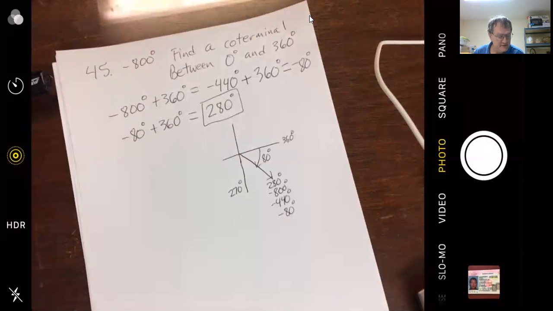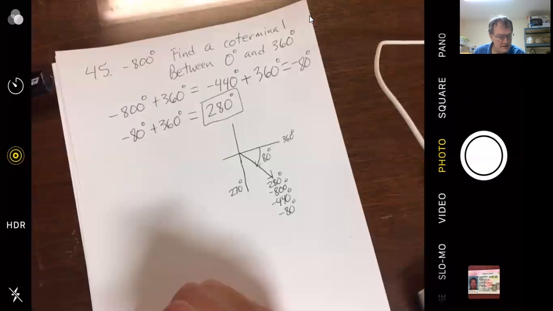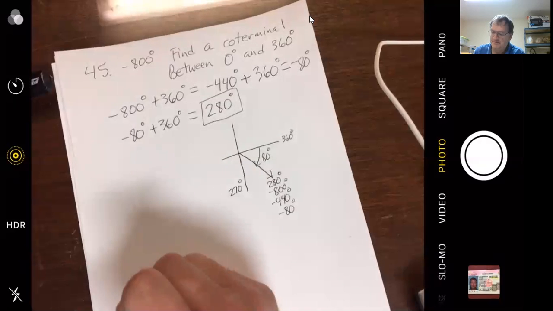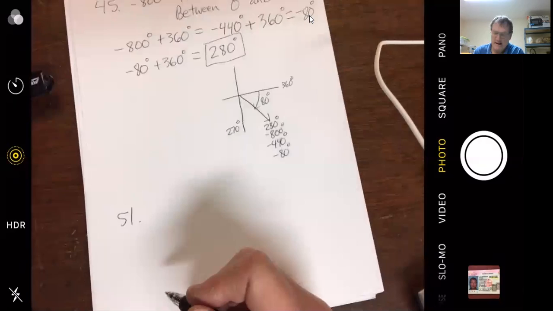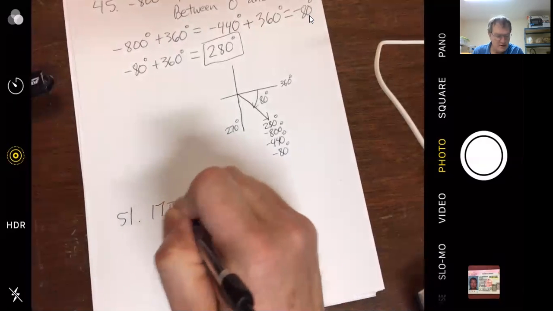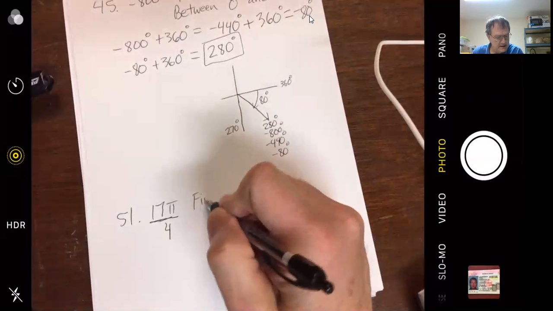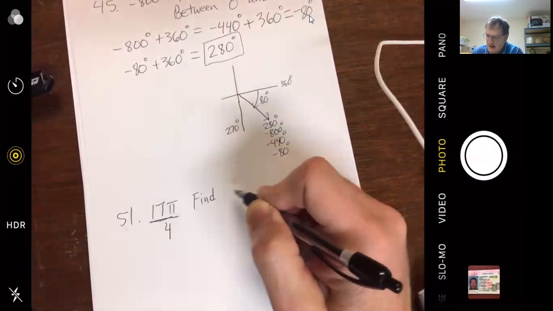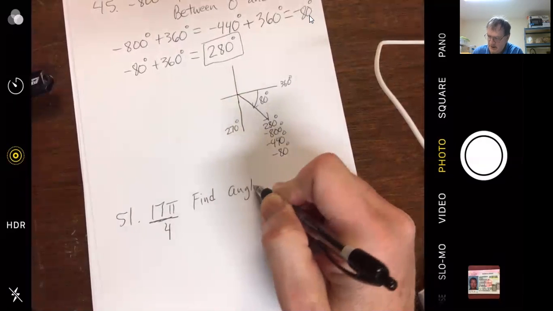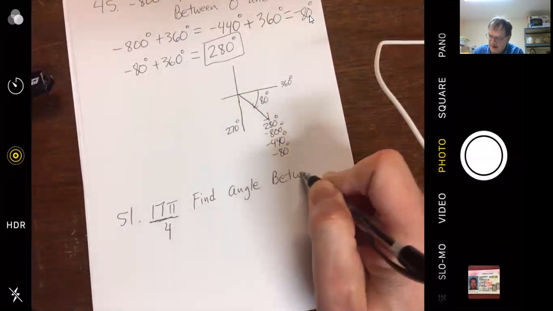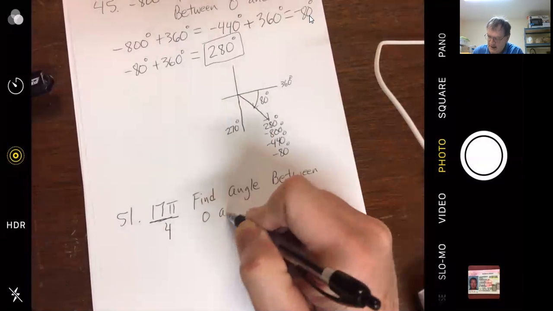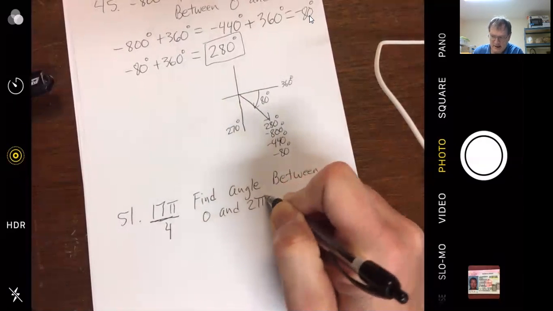All right, so 47, that little group of problems asks you to find a coterminal angle between 0 and 2 pi. Let's try number 51. 17 pi over 4. Find the angle between 0 and 2 pi coterminal.